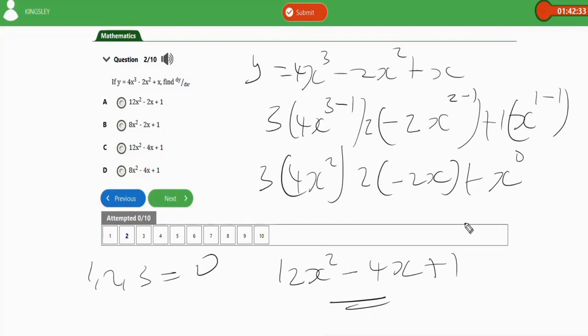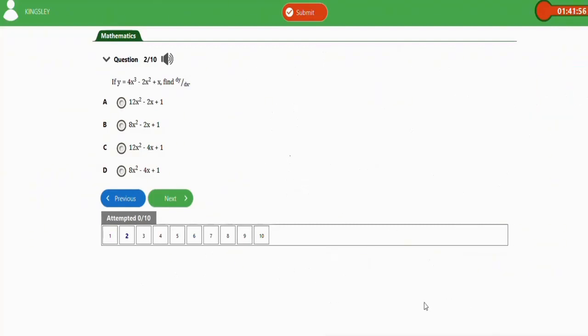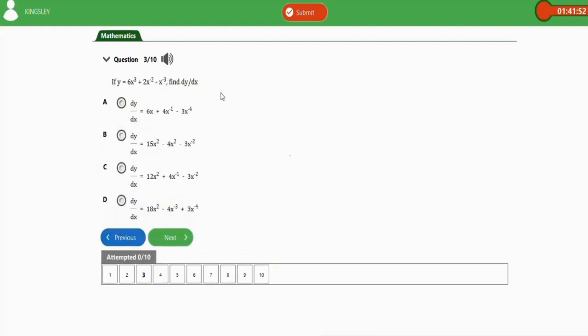Let's wipe this now and solve the next repeated question. The next question we're going to solve says if y equals this, find dy by dx. So we want to differentiate this function. We have y equals 6x cubed plus 2x squared, minus 2 as the power, then minus x, minus 3 as the power. So we are looking for dy over dx.